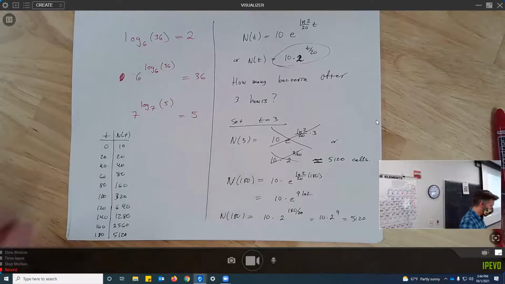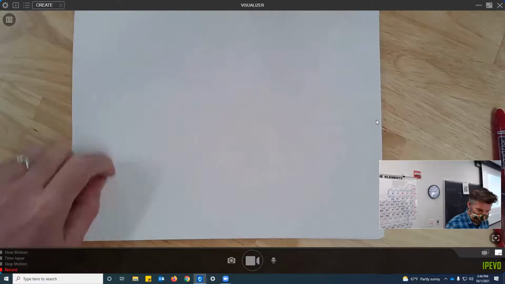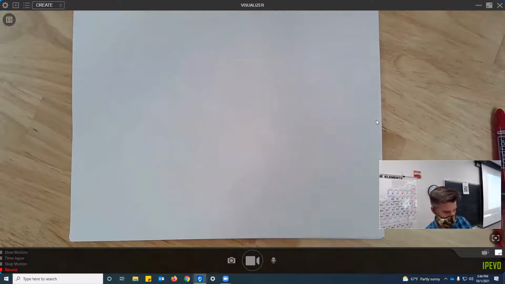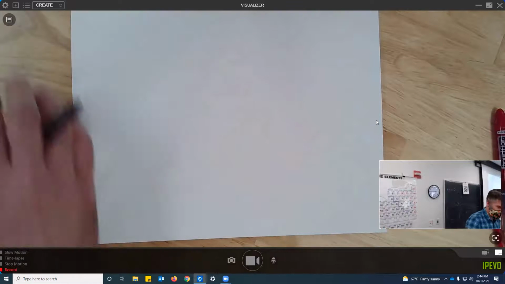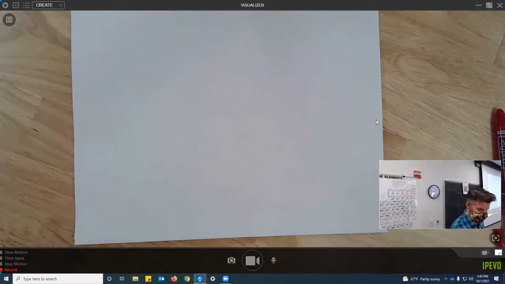My God, where's the time go? It's already 2:45. I wanted to do lots of things today, but okay, let's look at one more exponential growth and decay example, and then I wanted to still talk. Yeah, okay. Sure.